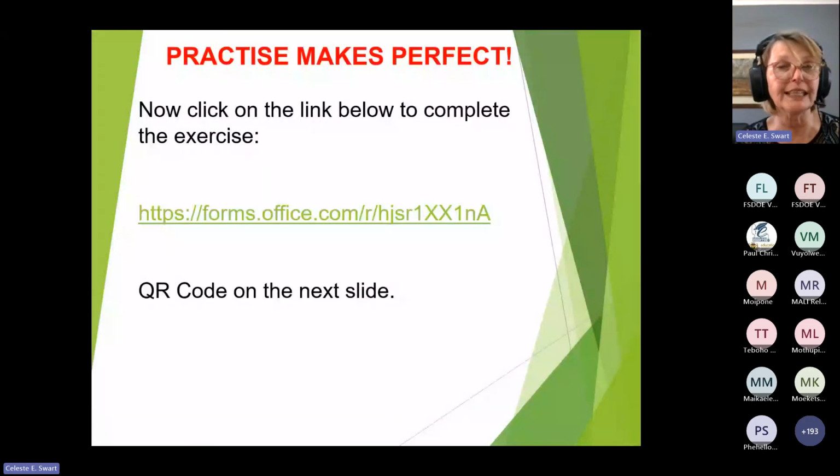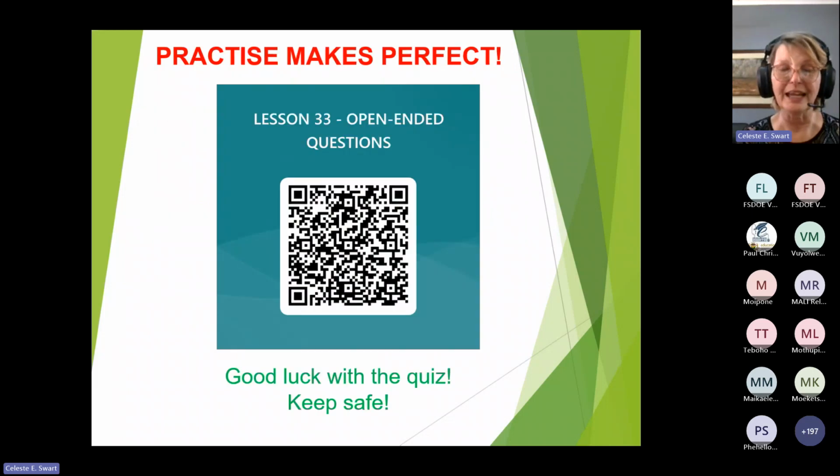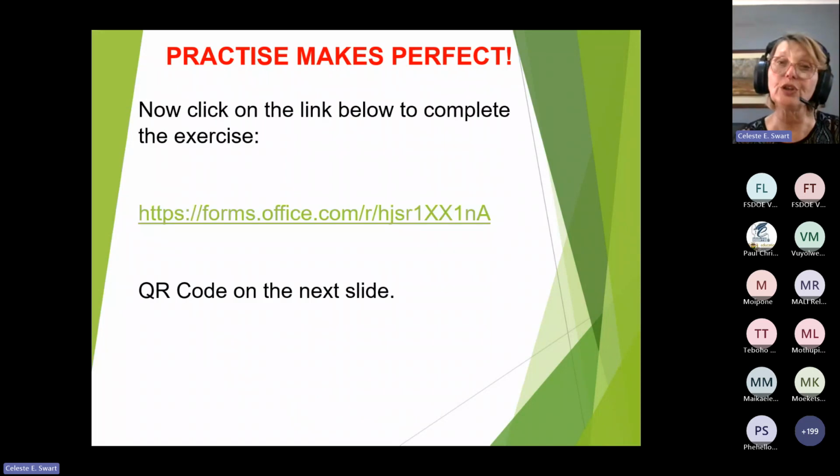And then, of course, what do I say? Practice makes perfect. You're going to click on the link below to complete the exercise, or you can use the QR code on the next slide. So you can have a look at that and make sure that you try this quiz and that you do your very best, because that is all we really want you to do, is to make sure you do your very best. Have a wonderful day, and thank you very much for today.